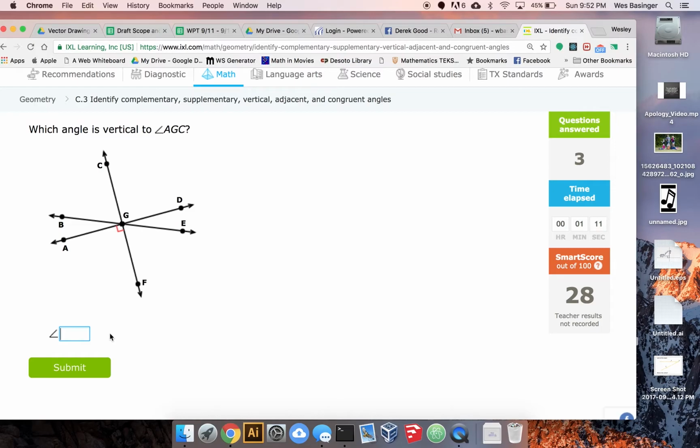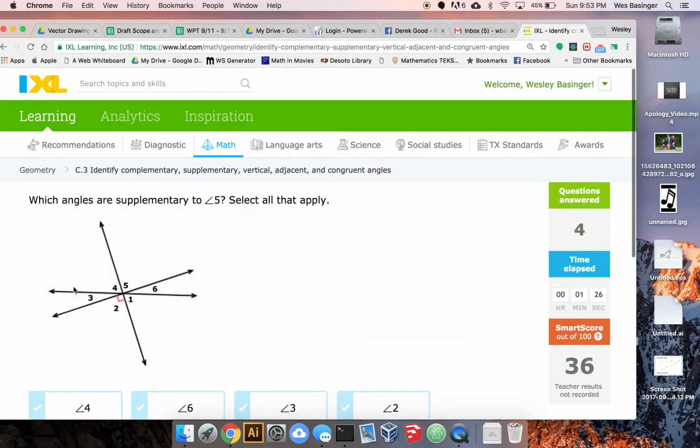This one says which angle is vertical to AGC. AGC is this right angle. So we need FGD for the other right angle.